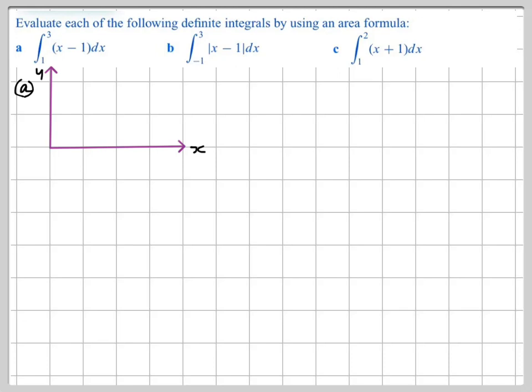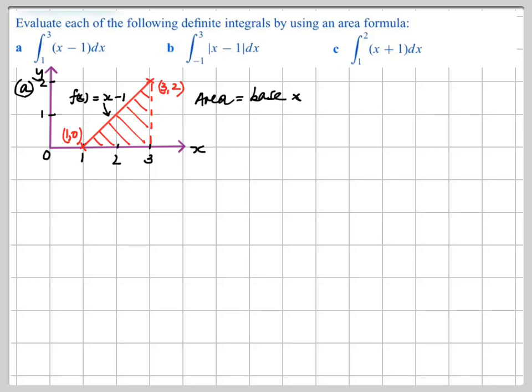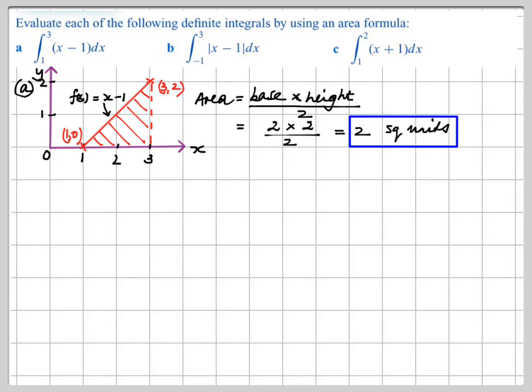Here's number 8. Now we've got this graph of y equals x minus 1 between 1 and 3, so I'm going to draw it. I'm putting in my coordinates, and showing you that that's the graph, and I'm going to show you the area I'm looking for. There's the area. So how do you work out the area? It's the area of a triangle: base times height over 2. The base is 2, height's 2, and it comes to 2 square units, Mr. Box. It's very easy, isn't it?